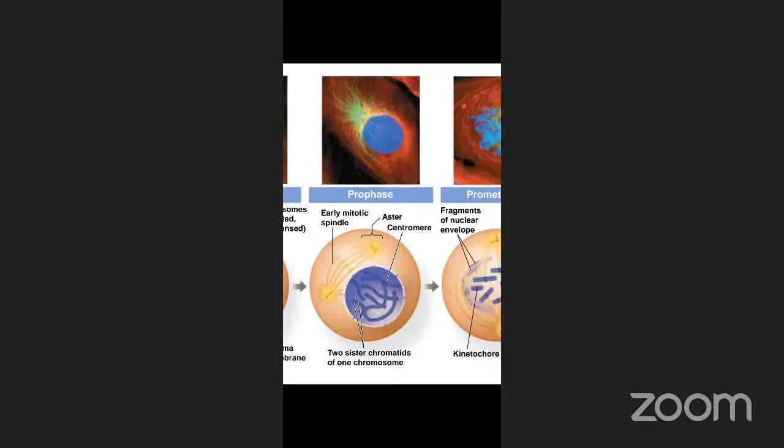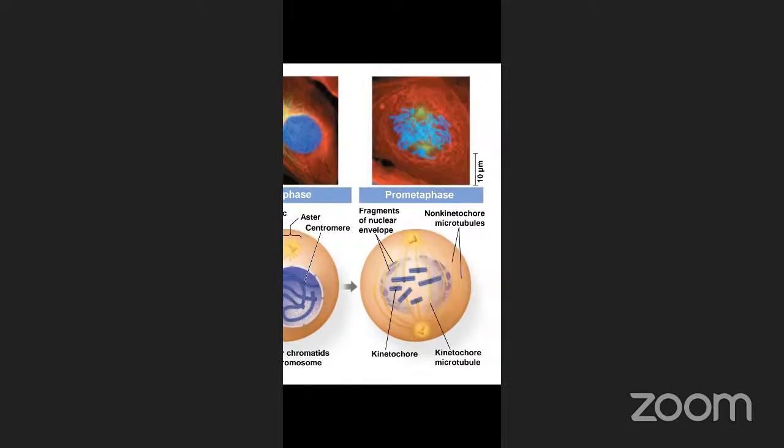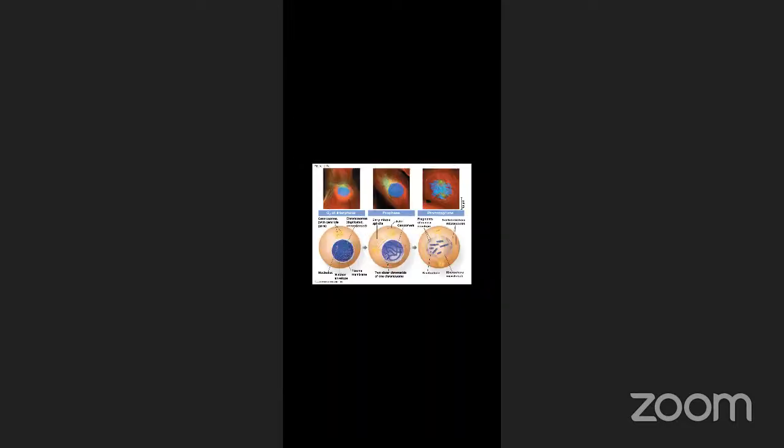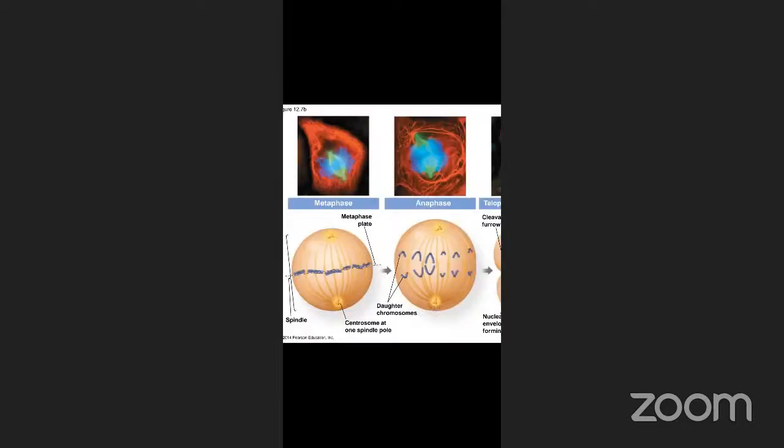In the prophase, you can see the top one is the real image, which you cannot understand easily, but for your observation you can see it. Early mitotic spindles are formed and they are attached to the asters towards the poles. Now the two sister chromatids of each chromosome are formed. And in the pro-metaphase, the spindle fibers attach to the kinetochores, and these microtubules pull the chromosomes. In the metaphase, they are all aligned at the metaphase plate, which is at the center.